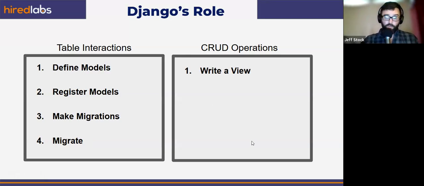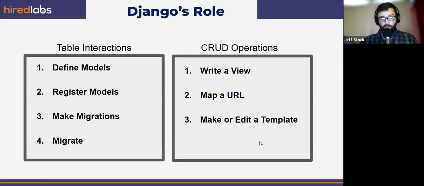We're going to write a view. We're going to map a URL. We're going to make or edit some sort of template. And then we're going to add navigation to make sure that we can get to our new URL, whatever that URL is. All right, so this 4-step process is going to be in the CRUD operations bucket, the table interactions, and the other is defining the model, registering, making migrations, and migrate.